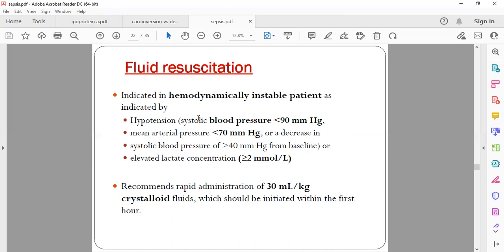In this patient, what you need to do is immediately start IV fluids, and most commonly we use crystalloid fluids. The crystalloid fluids are good for volume loading, where we give a dose of 30 ml per kg, which has to be initiated within the first hour.